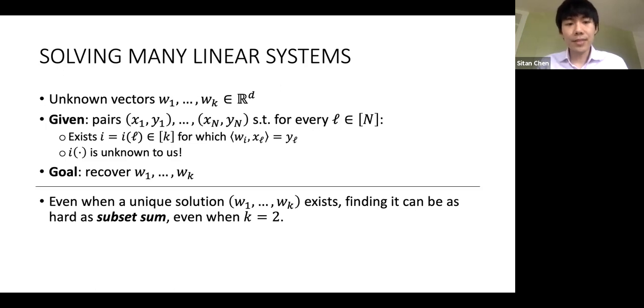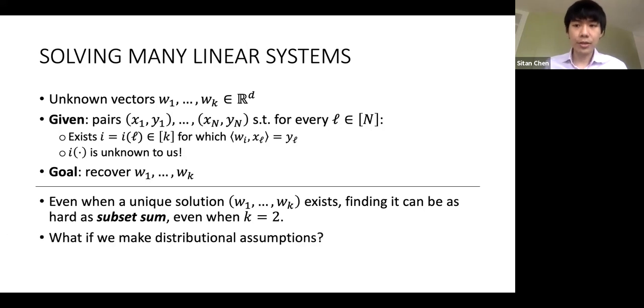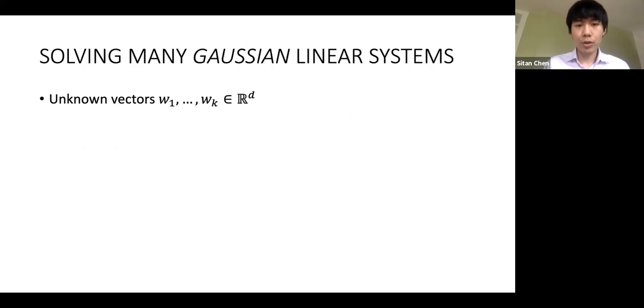Okay, but in the face of this kind of worst case hardness, as learning theorists, it's natural to ask if there are settings where, under average case assumptions, we can get efficient algorithms. In particular, what happens if you make distributional assumptions on how the equations are generated? And so the most natural set of distributions to work with would be Gaussian ones.